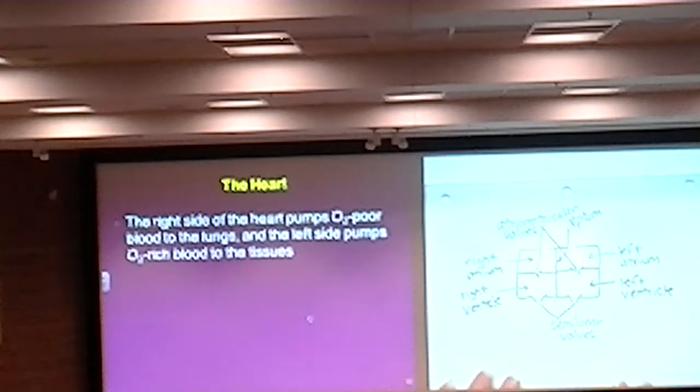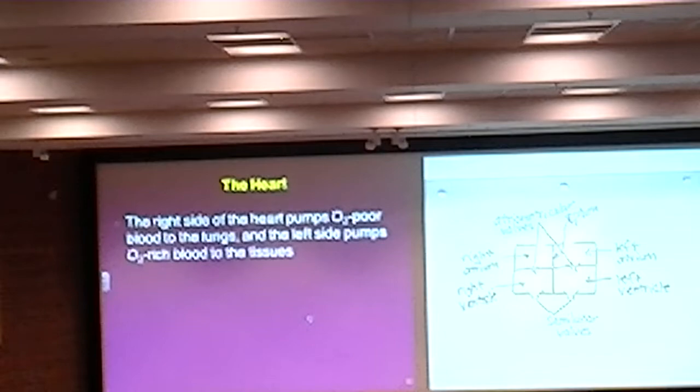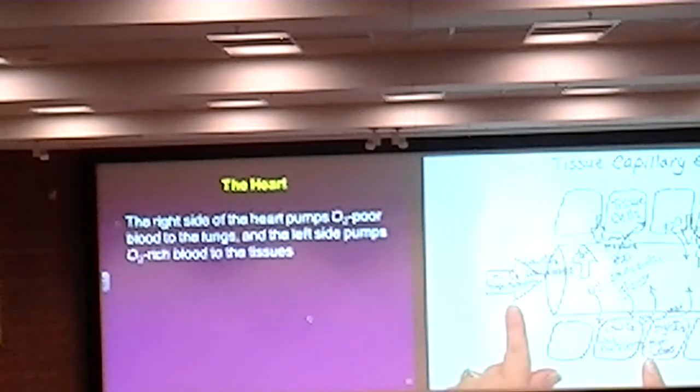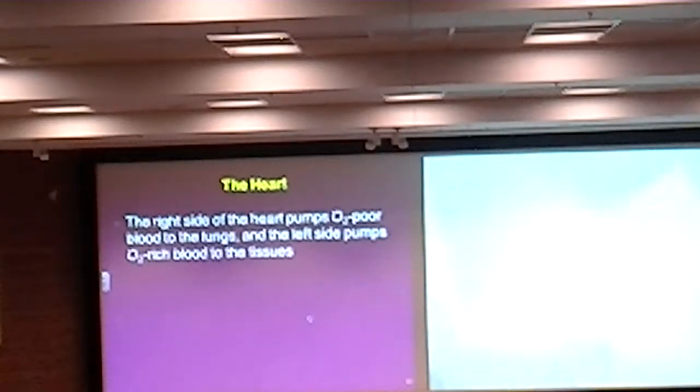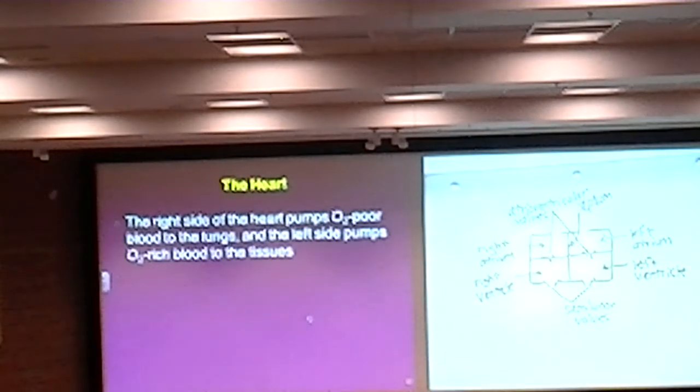The right side of the heart is then going to pump that blood to the lungs, where it can get rid of the CO2 and pick up new oxygen. Then it comes back into the left side of the heart. And the left side of the heart is going to pump the oxygen-rich blood out to your tissues. Remember when we talked about this, we said the blood going out to your tissues has a high amount of oxygen and a low amount of CO2. So the general pathway is that blood goes from the right side of the heart to the lungs, to the left side of the heart, to the tissues, then back to the right side of the heart again. So it's a continuous circuit.